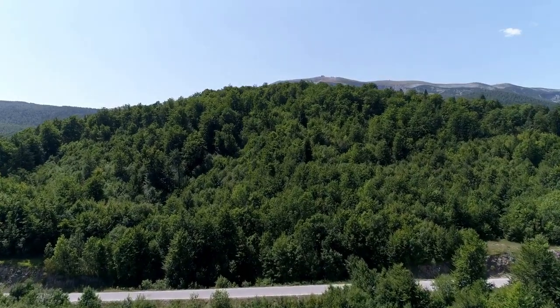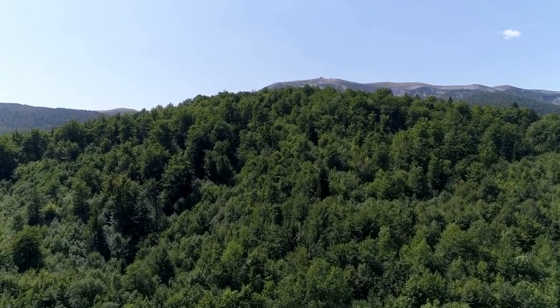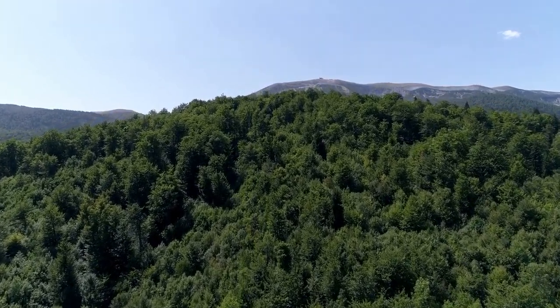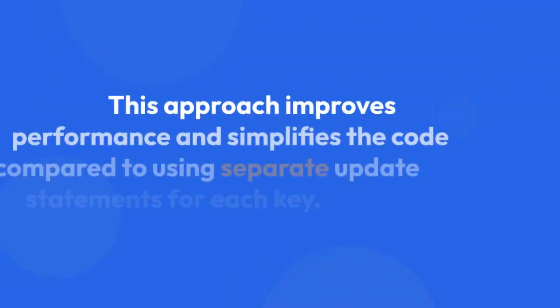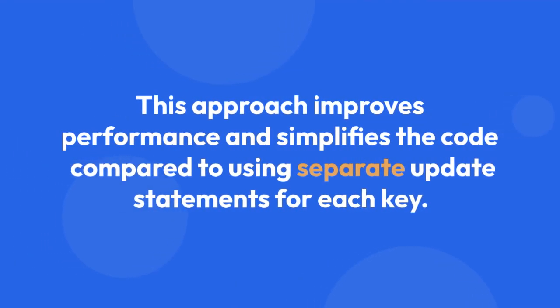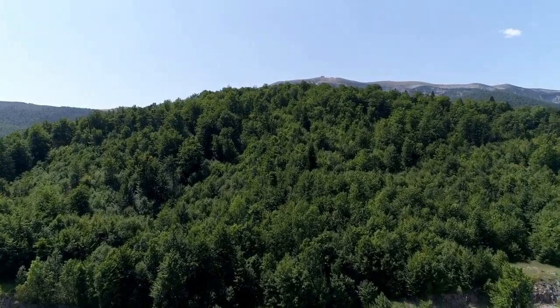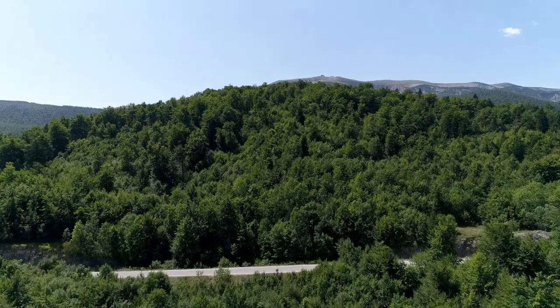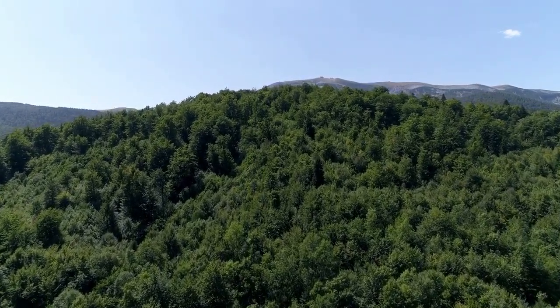In summary, using nested jsonb_set calls within a single update statement allows for efficient and concise updating of multiple keys within a PostgreSQL JSONB column. This approach improves performance and simplifies the code compared to using separate update statements for each key. Remember proper quoting and the order of nested functions for correct updates. This method is particularly valuable when dealing with frequent or batch updates of your JSONB data.